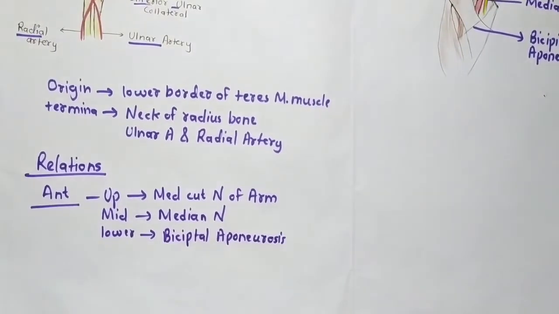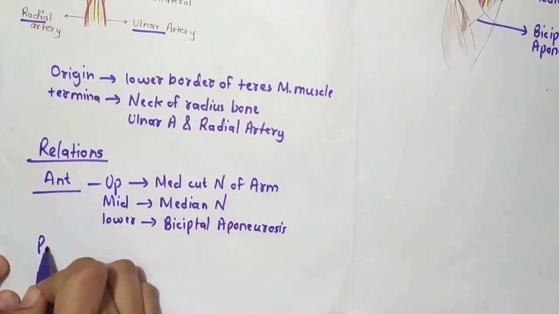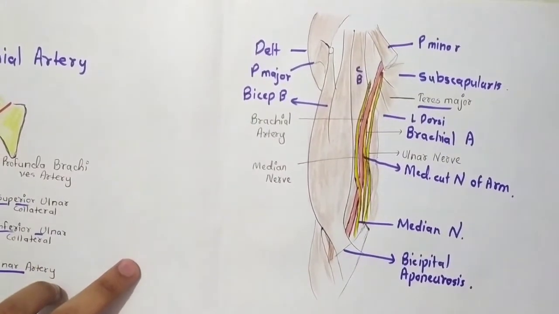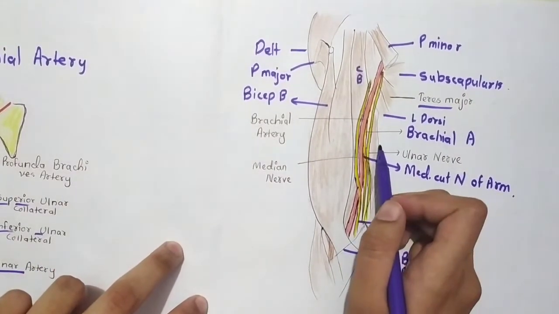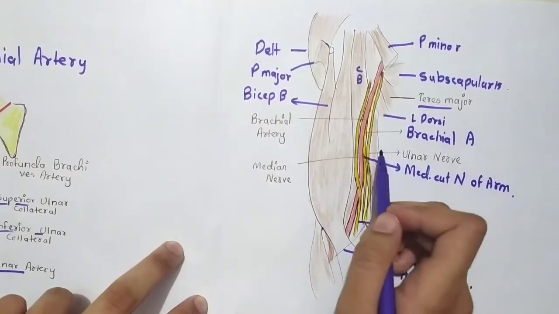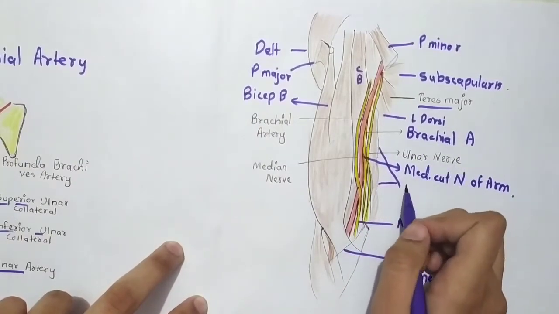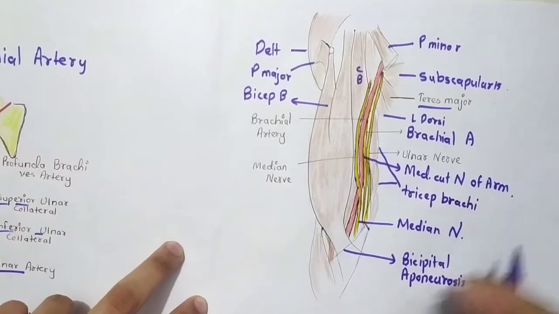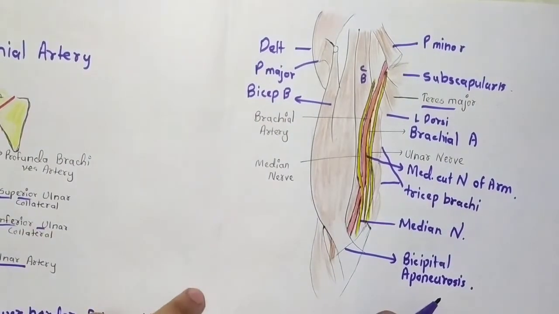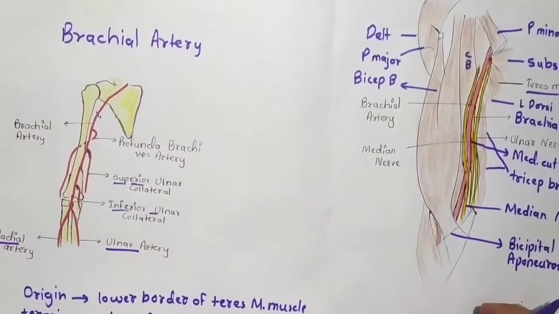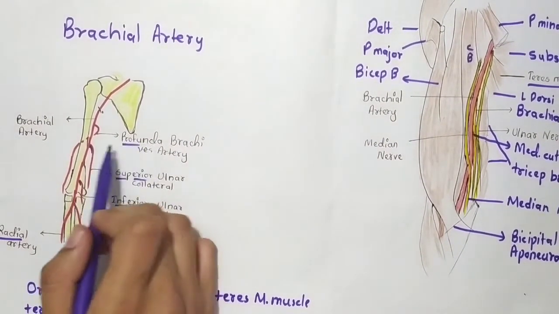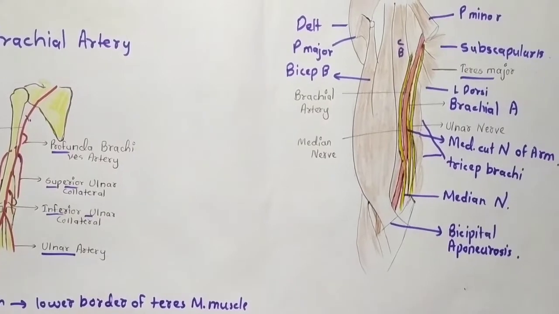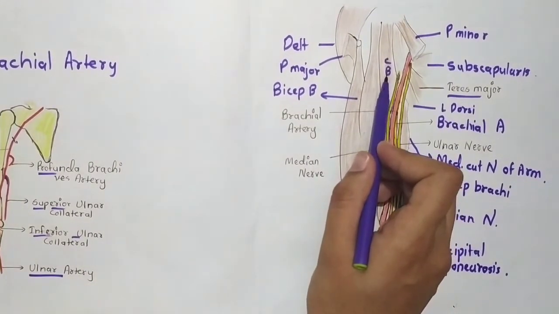Now the posterior relation. In the posterior relation there are muscles. These muscles are the two heads of the triceps brachii muscle, then the radial nerve. A branch of this artery itself, the profunda brachii, passes posterior to this artery and goes deep, so it is also in the posterior relation. And the coracobrachialis is also in the posterior relation.